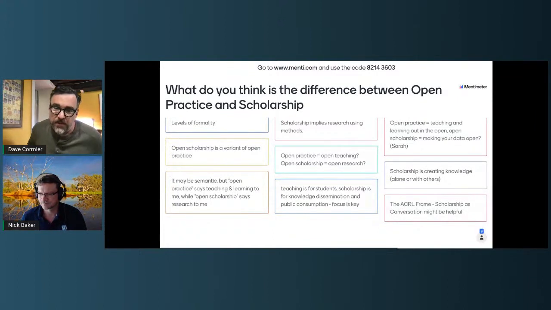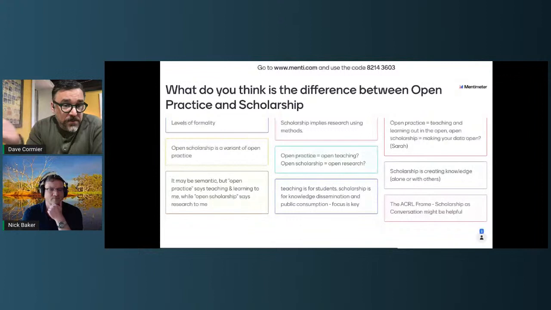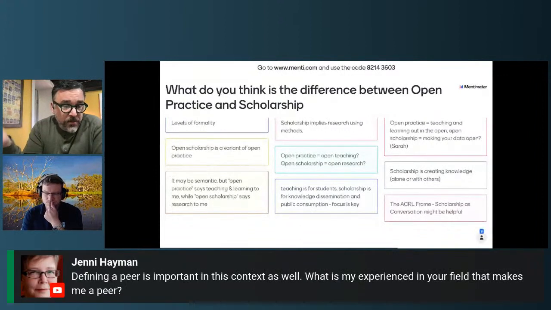Finding a peer is important in this context as well. It's my experience in your field that makes me a peer. Good one, Jenny. And the formalized, traditional processes do clean that up a little bit, right? Because if you work with Hybrid Pedagogy, for instance, which is an open journal that uses open peer review, the editor chooses the open peer reviewer. It's not just a random person who comes in.